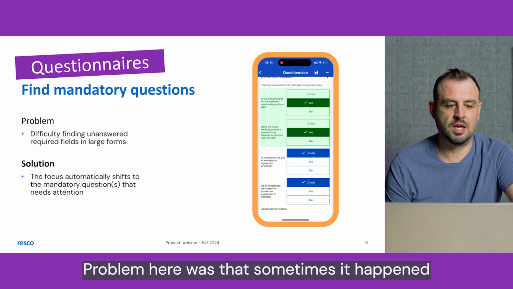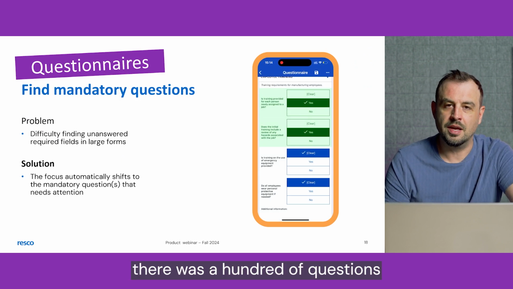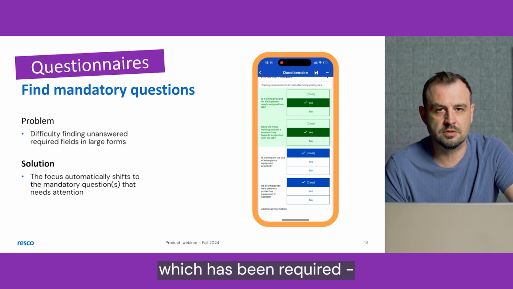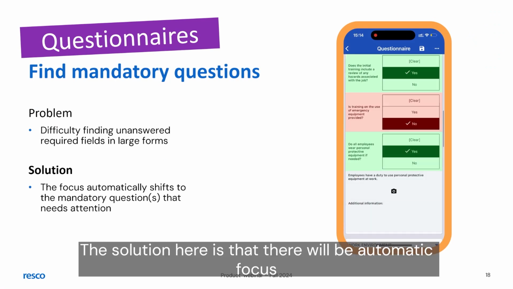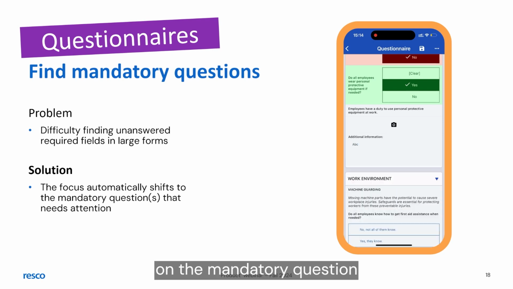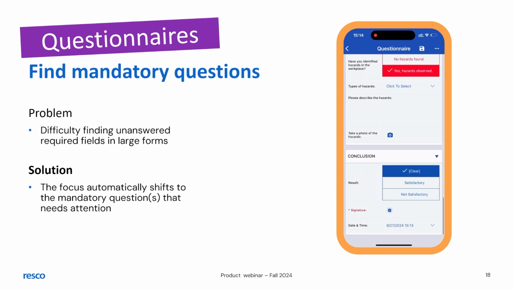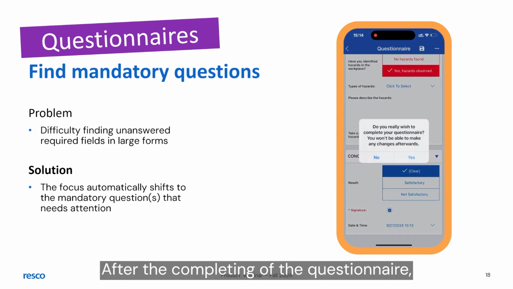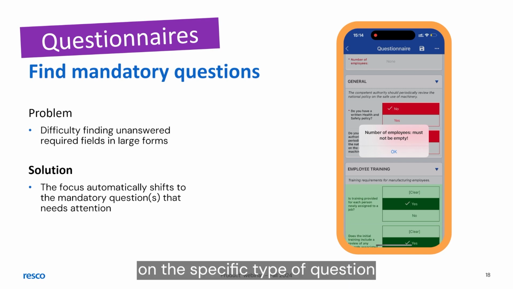The problem here was that sometimes, when a questionnaire was long enough, with 100 questions, and some of the questions were required, there was a problem of finding them. The solution here is that there will be an automatic focus on the mandatory question that needs any attention, as you can see in the video. After completing the questionnaire, it will focus you on the specific question which has not been filled out but requires attention and needs to be filled out before completing the questionnaire.